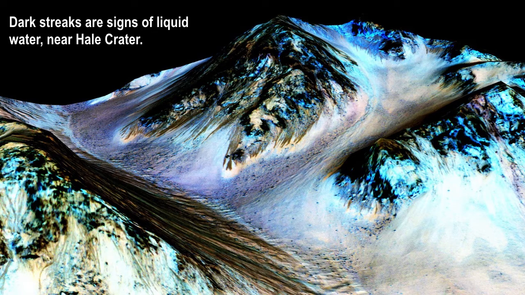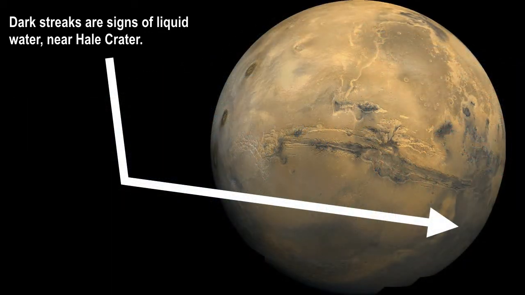So they can't keep an eye on everything on the planet of Mars. They don't have enough satellites for that. But this one they did find. It's kind of cool. It even looks like a mountain range on Earth with glaciers and stuff. Okay, so this is where the Hale Crater is. It's down the southern hemisphere.